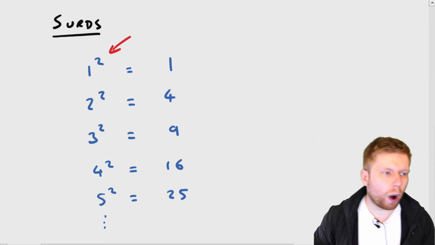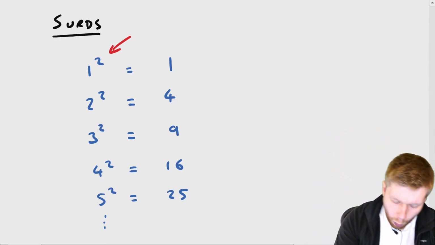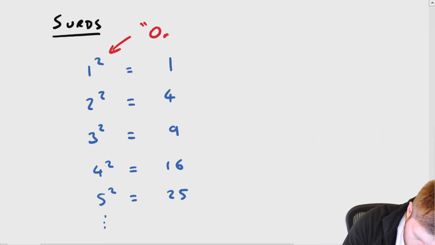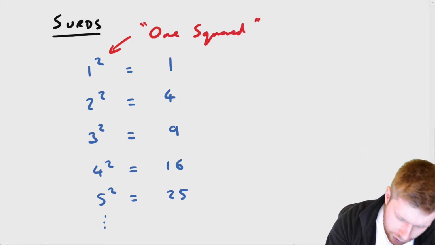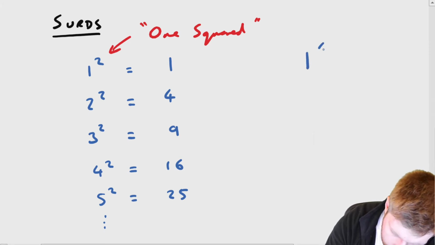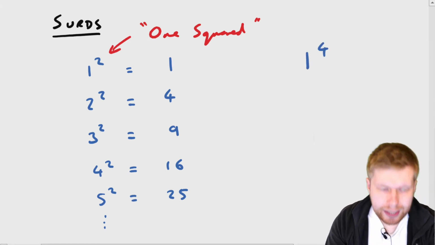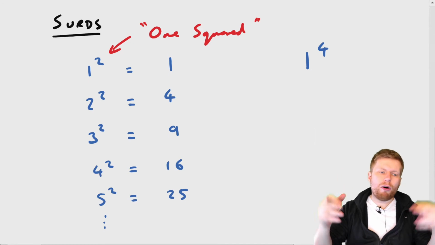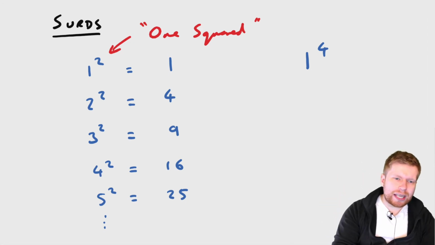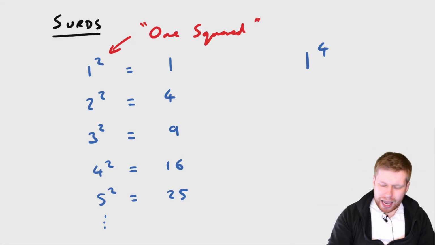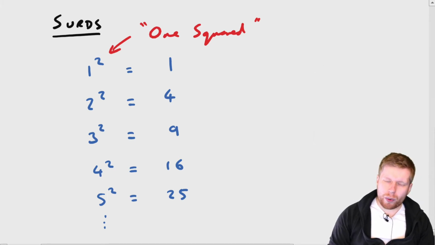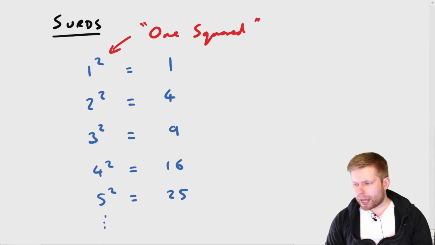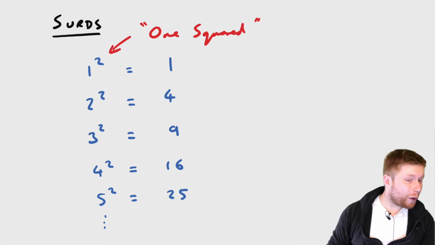If I look here at 1 squared, why do I actually say 1 squared? Because if I give you something like this, 1 and then the 4 up here, you would say this as 1 to the power of 4. But here you don't say 1 to the power of 2, you say 1 squared. Why do you say 1 squared? Well, there is actually a reason. And the reason is all to do with squares.